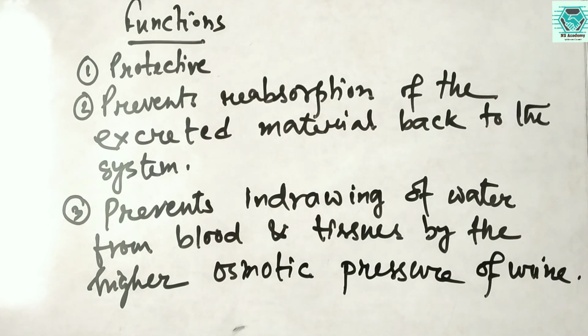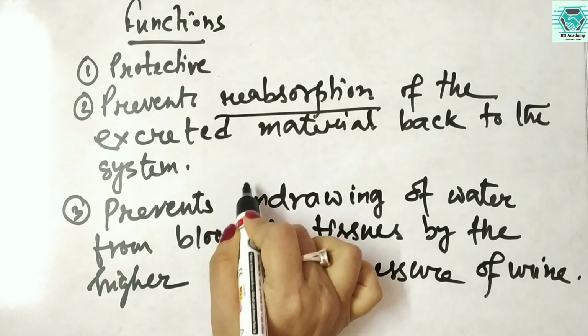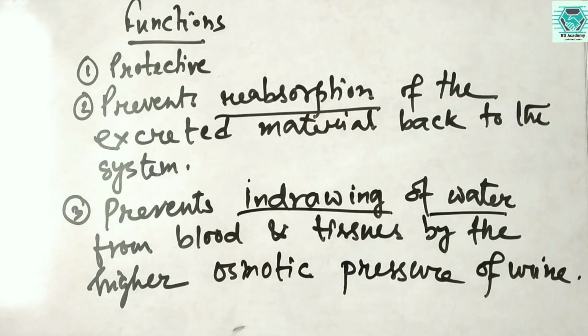Generally, we know that these transitional tissues are found in the kidney, ureter, urinary bladder, and part of the urethra, so in the excretory system basically. In that system, the kidney is responsible for reabsorption. Absorption occurs in the digestive tract, but reabsorption occurs in the tubules of the kidney. So they prevent the reabsorption of excreted material back to the system, and they also prevent the indrawing of water from the blood and tissues by the higher osmotic pressure of the urine. These are the main functions of the transitional epithelial tissue.